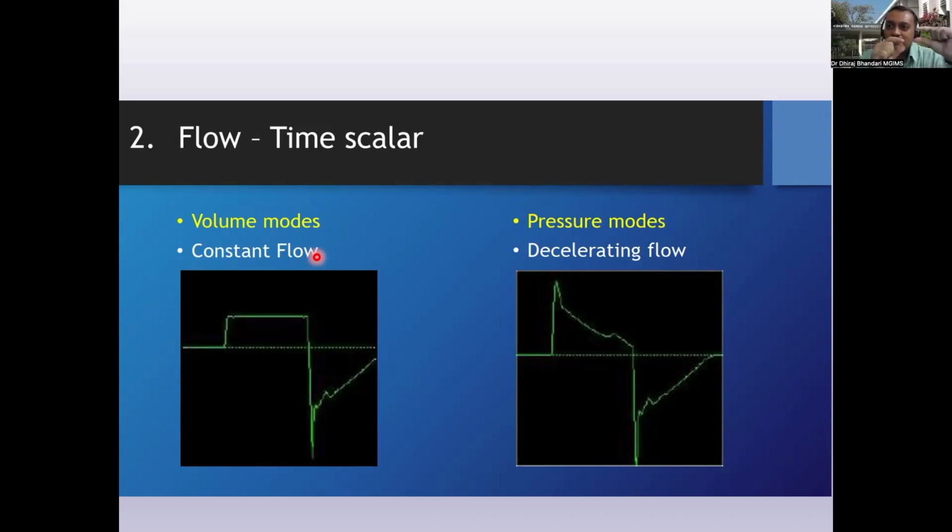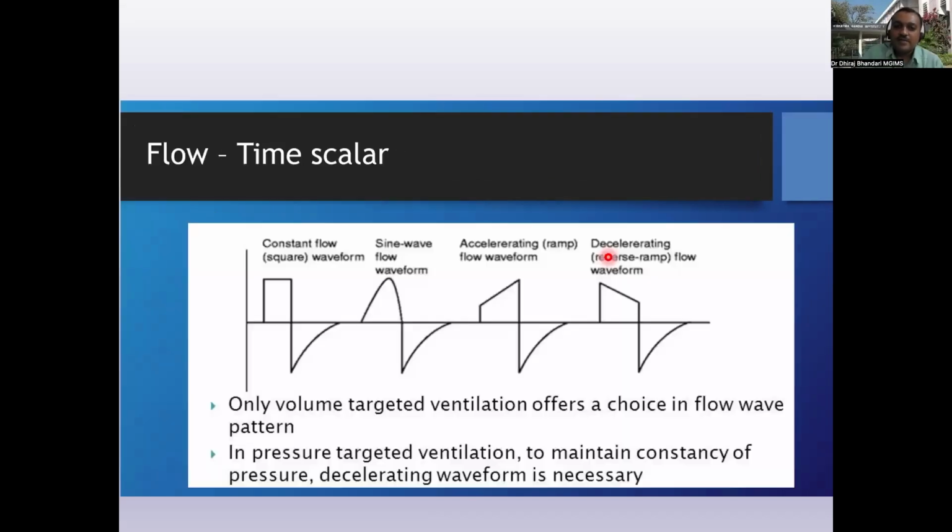But because your lungs are always changing, your pressures will keep on adjusting up and down depending upon how your lung is. In a pressure control mode, your pressures are fixed, isn't it? So in a pressure control mode, your square waveform will be seen in the pressure scalar. So this is something which we need to be very clear about.